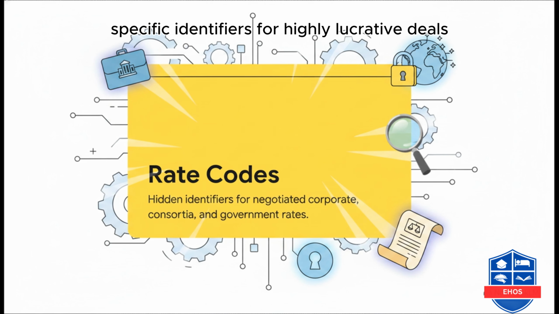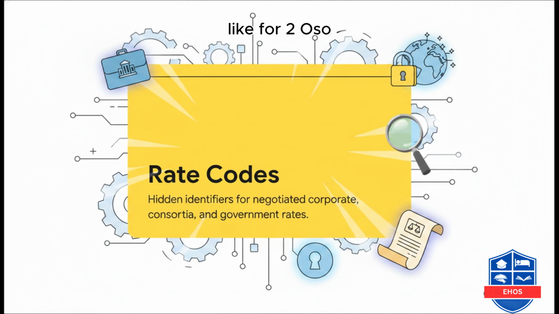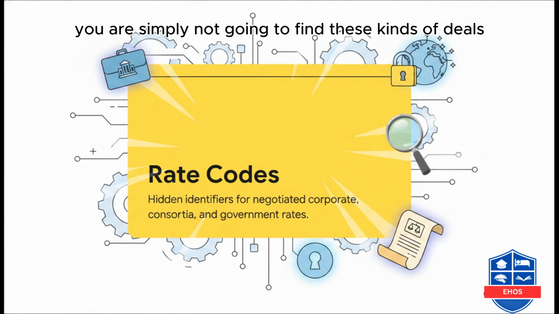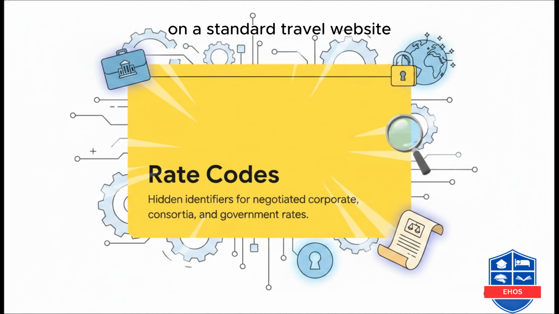Rate codes are basically specific identifiers for highly lucrative deals, things like negotiated corporate rates for Fortune 500 companies, special consortia rates for luxury networks like Virtuoso, or even strict government-mandated rates. You are simply not going to find these kinds of deals on a standard travel website.